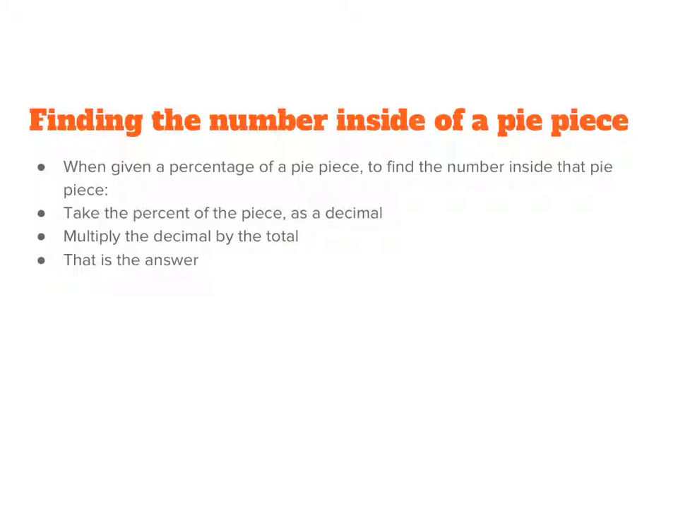So when we're given a percentage of a pie piece, to find the number that actually belongs in that pie piece, you're going to take the percent as a decimal, very important there, as a decimal, and you're going to multiply that decimal by the total number of whatever it is you're counting with the circle graph. If there's 1,000 total, you'd multiply it by 1,000. If there's 400, you'd multiply it by 400, whatever it is. What you get as a result is the answer that you're looking for. Okay, so take the percent as a decimal, multiply it by the total to get your answer.